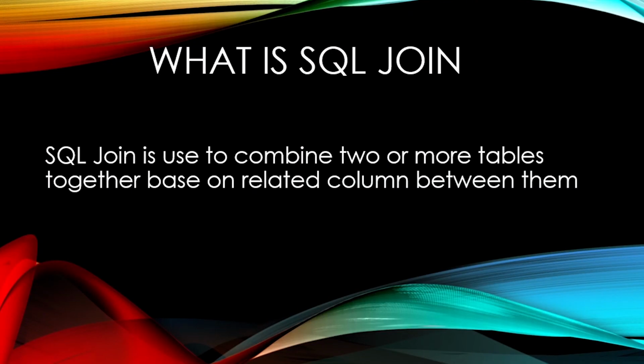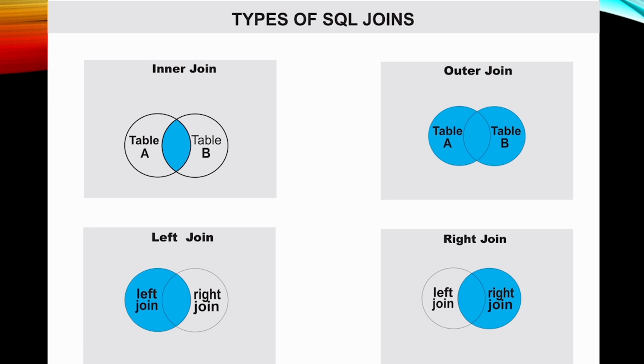What is SQL join? SQL join is used to combine two or more tables based on related columns. It allows you to have an overview of multiple tables using a single table. What are the types of SQL join? We have the inner join, the outer join, the left join, and the right join.